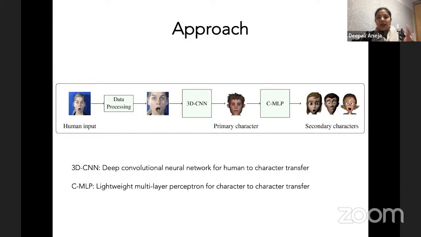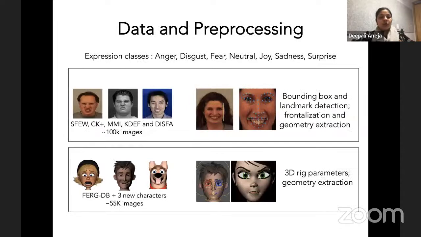Here is a quick overview of data and pre-processing. So we had expression classes: anger, disgust, fear, neutral, joy, sadness, and surprise. And we added more characters to our FERG database with almost 55,000 images. And we also added the annotation to 3D rig parameters and geometry extraction for these characters, as shown in the bottom row.